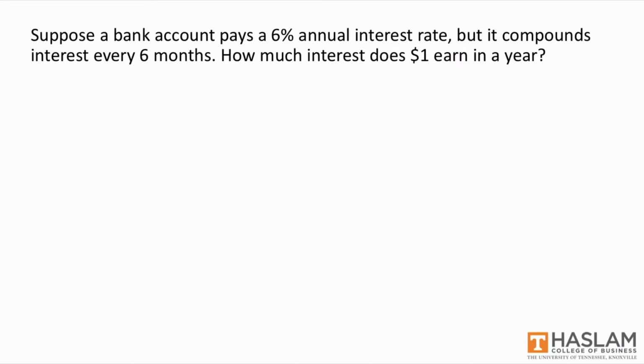Here's an example with a 6% annual interest rate with compounding every 6 months. So before proceeding, we need to just identify the compounding period. Here it is, every 6 months. And so how many compounding periods are there per year? There are 2 periods per year.